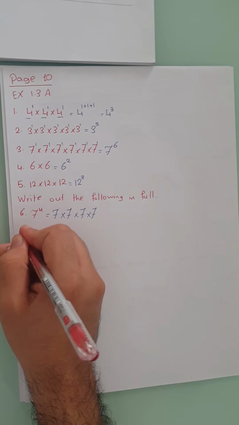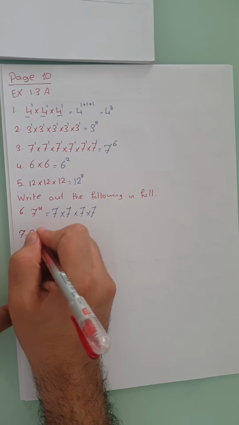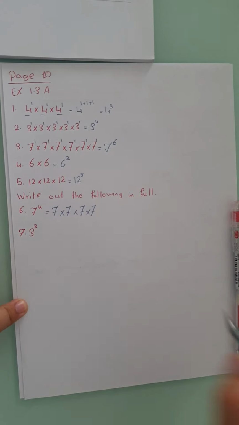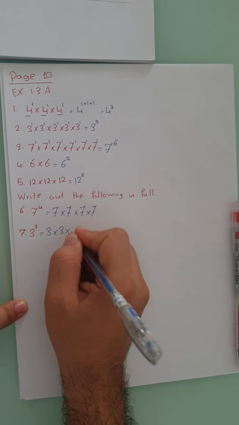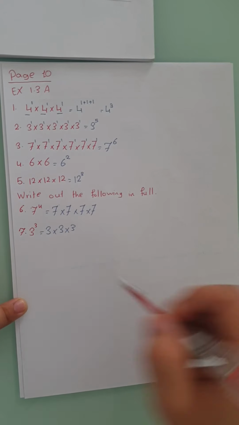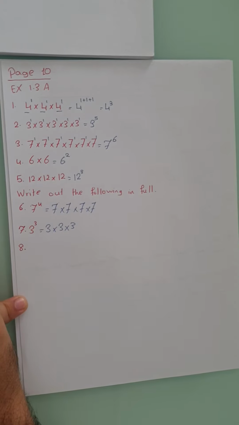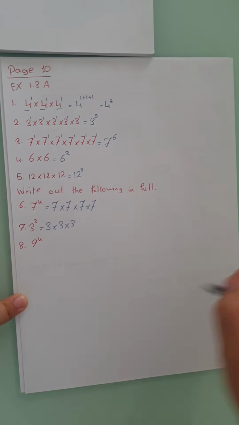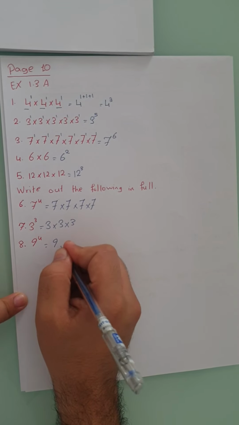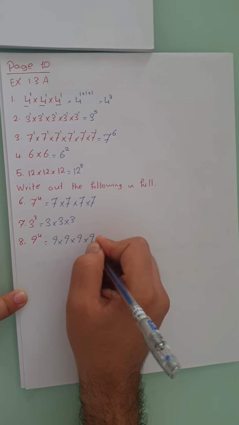Question number 7. Same. 3 to the power of 3. 3 to the power of 3 means 3 times 3, 3 times. Okay, question number 8. It is 9 to the power of 4. So it is 9 times 9 times 9 times 9.